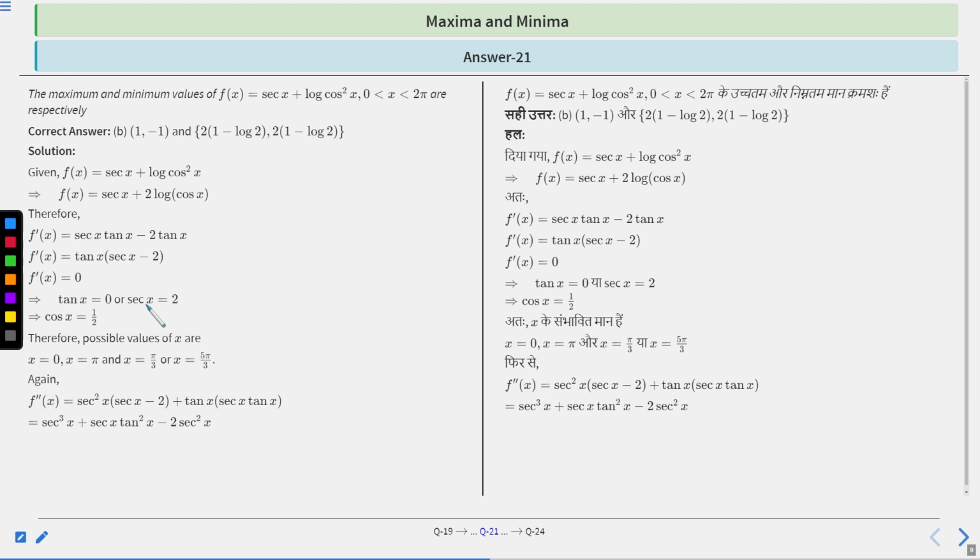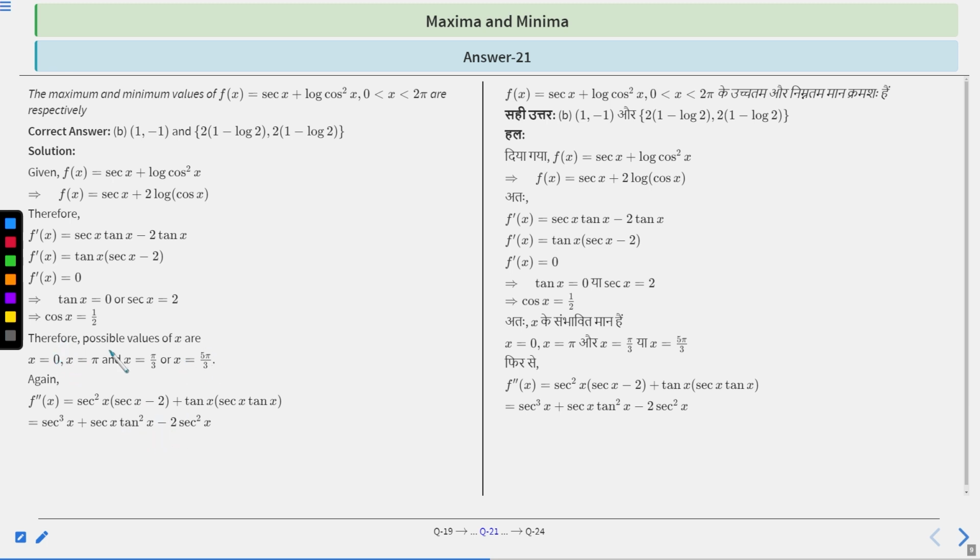So if we put f dash x equal to 0, therefore either tan x equal to 0 or sec x equal to 2. If sec x equal to 2, therefore cos x equal to 1 by 2, right? Therefore, the possible values of x are basically x equal to 0 and x equal to pi, and x equal to pi by 3 or x equal to 5 pi by 3.